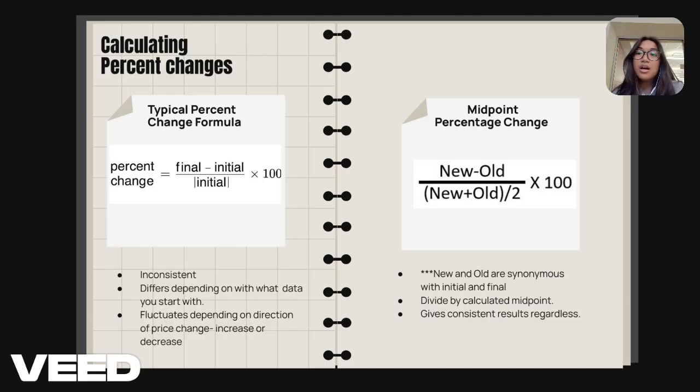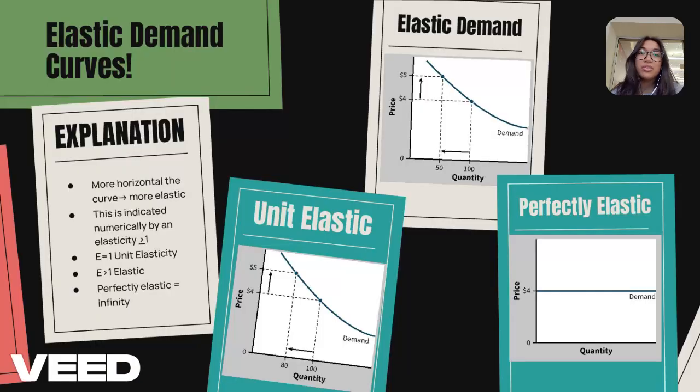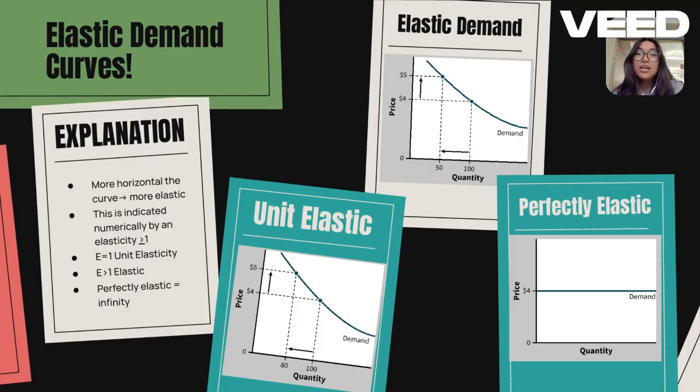So, here are some graphs that show this calculation. The more horizontal the demand curve is, the more elastic it is. So unit elasticity is moderate elasticity, and it is equal to 1. Elastic demand is when it is greater than 1, and perfectly elastic demand is a perfectly horizontal demand curve, and that is said to be equal to infinity.